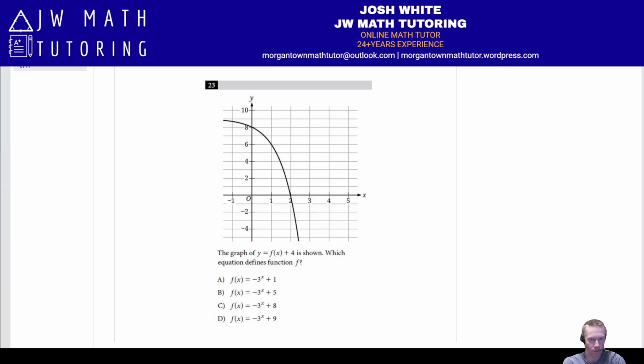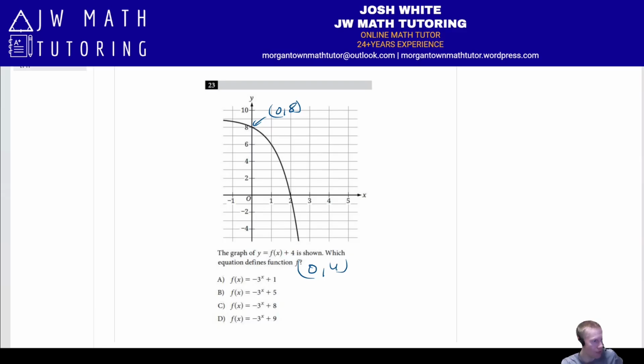So, a couple different ways to do this. So I guess here's one approach. Notice this thing goes through the point (0, 8), right? That means the original function will go through the point (0, 4). So take 0, plug it in for x, and see which one of these gives you 4 as your output. That's basically going to be your answer.